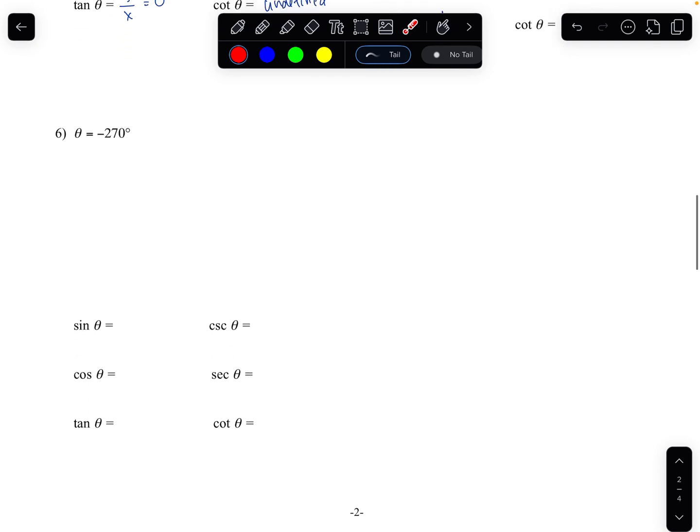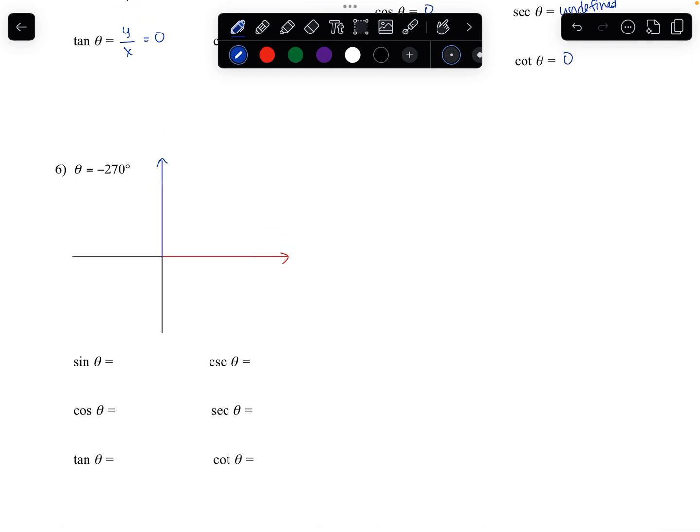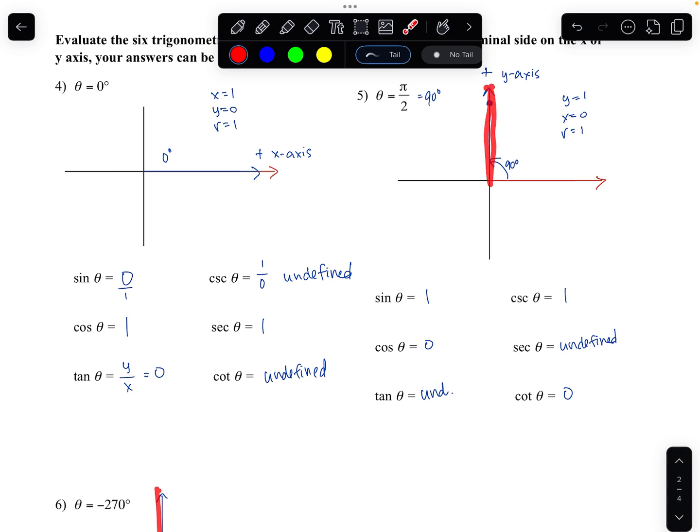Alright, now for this next one, we have negative 270. So negative 270, we have our initial side right here, and then because it's a negative angle, we have to rotate clockwise. So we'll rotate negative 90, negative 180, negative 270. So we have negative 270 degrees. Well, wait a minute. This right here is in the same exact position as pi halves, or 90 degrees.